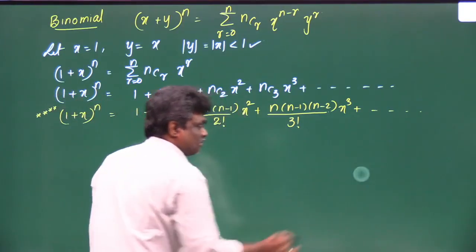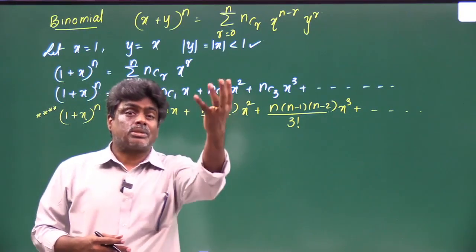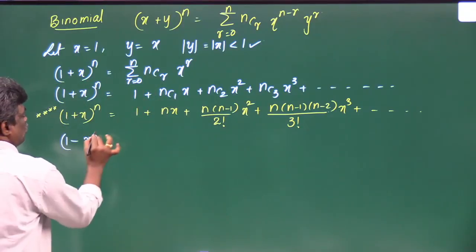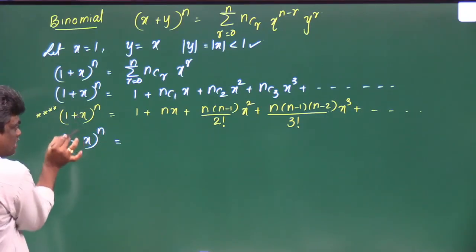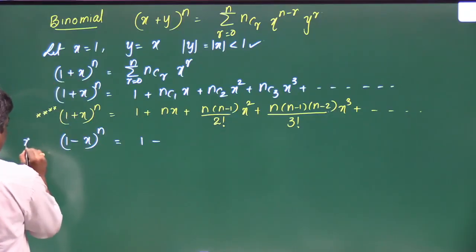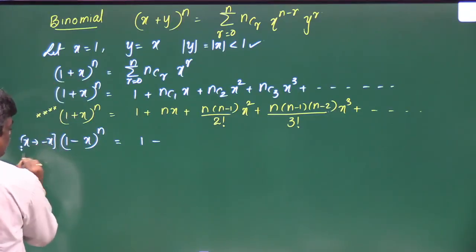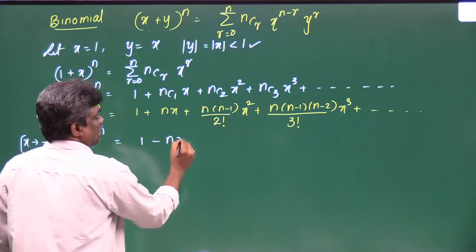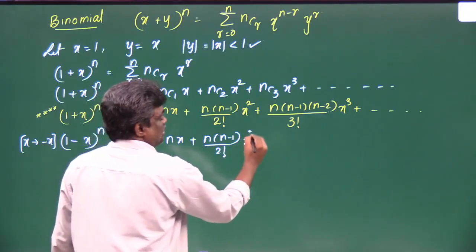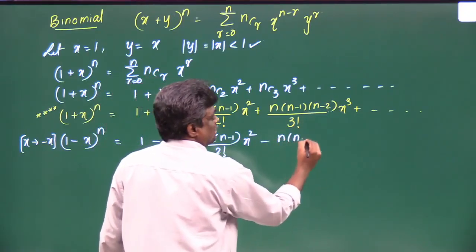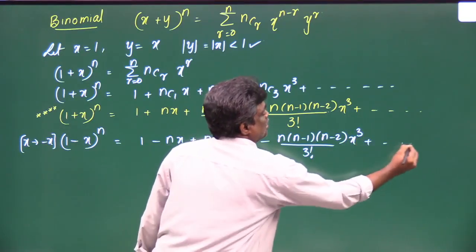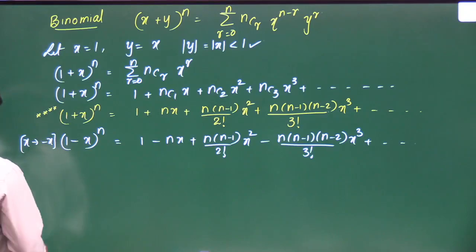Now you may have a doubt: sometimes we need (1 minus x) whole power n. How to find it? No need to get tension. Just replace x with minus x. Now restart: 1 minus nx, plus n into n minus 1 by 2 factorial x square, since it is x square. Here it is x cube, that's why minus n into n minus 1 into n minus 2 by 3 factorial x cube, plus so on.